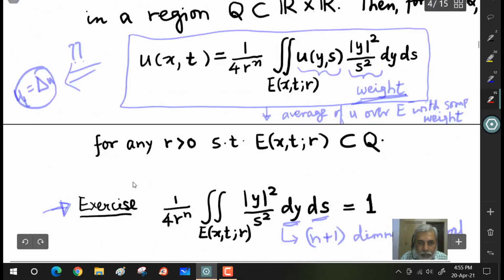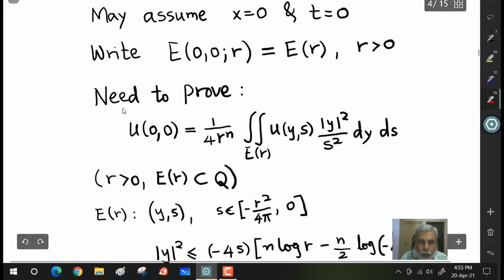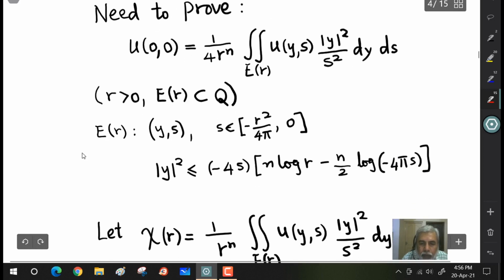And then the statement of the theorem, we need to prove that u(0,0) is equal to 1/(4r^n) times the integral of u(y,s) etc. integrated over E(r). So here r is any positive number such that E(r) is in the given domain Q.